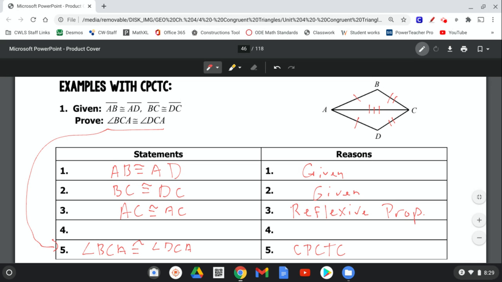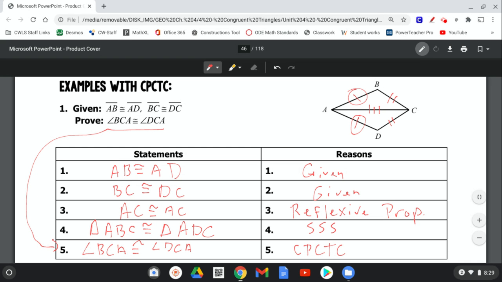Since we have the three sides, we know the triangles are congruent by side-side-side. So we just have to write the congruence statement. Make sure you match up the vertices. I'm going A to B to C, so triangle ABC is congruent to triangle, and if I went from A to B, there's one mark there, so I have to go from A to D. So triangle ADC. And then the last step is going to be CPCTC.